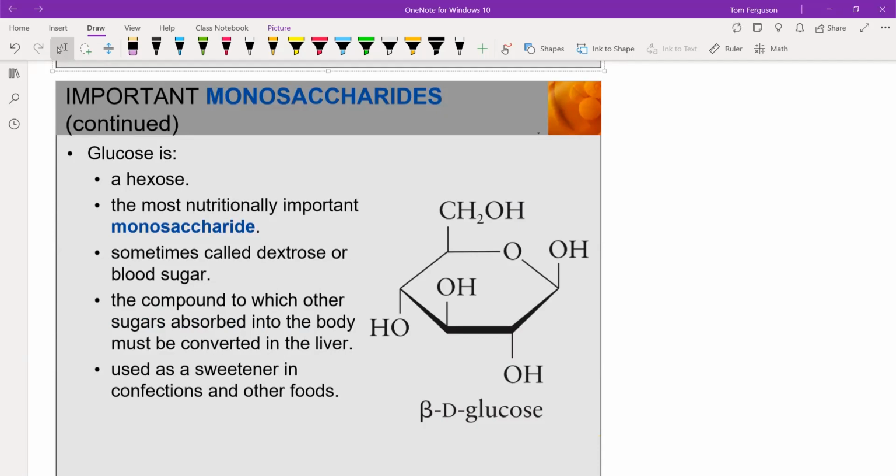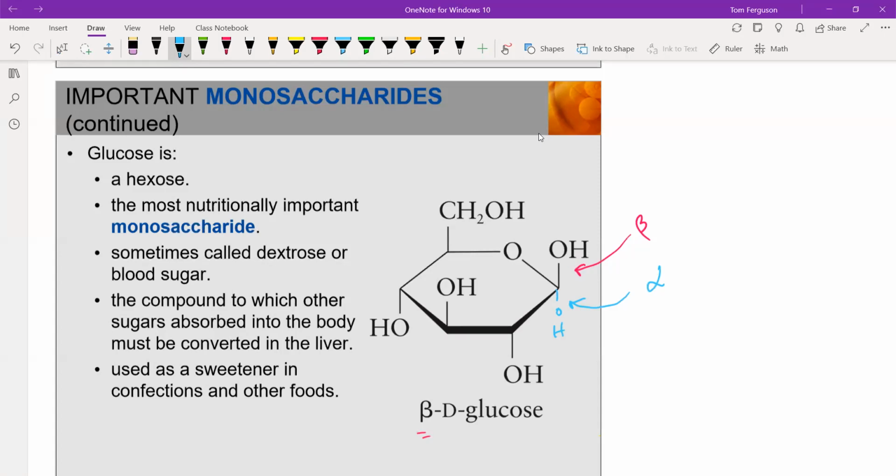These are the structures you're going to have to know. One is glucose. It's right now in the beta form because this goes up. The alpha form, let me do it in a different color, is going to go down. So you always have two versions of these monosaccharides, alpha and beta. Beta goes up, alpha goes down.